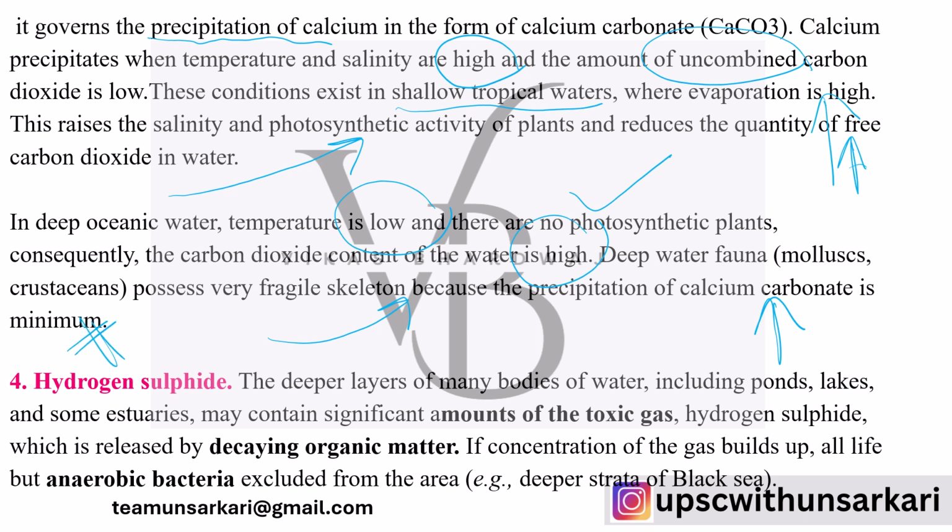Now let's see hydrogen sulfide. The deep layers of many bodies of water, including ponds, lakes and some estuaries, may contain a significant amount of toxic gas such as hydrogen sulfide, which is released by decaying organic matter. If the concentration of this gas builds up, all life except anaerobic bacteria will be excluded from there, for example, in the deep strata of the Black Sea. You can just Google and see the images also.